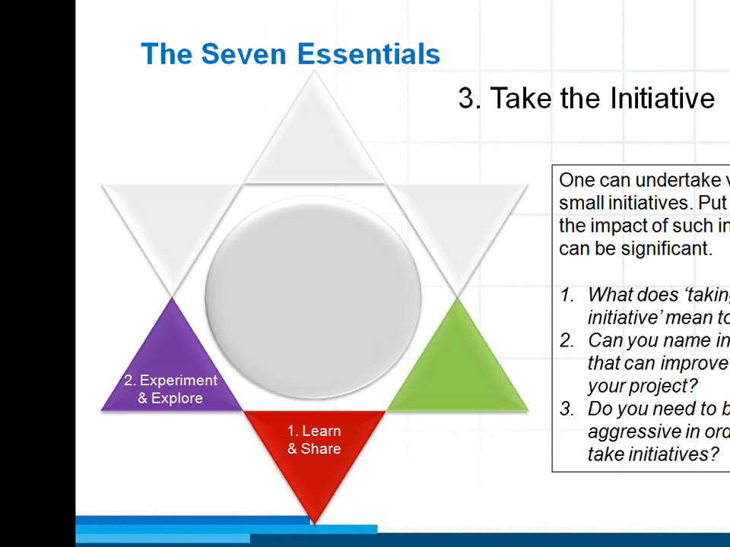And the third question is, do you need to be aggressive in order to take initiatives? Many times we feel that we have to be aggressive in order to take initiative, which is not right. We need not be very, very aggressive and forceful when we work with our teams or when we want to take initiatives. We can be cooperative, collaborative, assertive, and authentic. So these are the qualities that help us in taking initiatives.